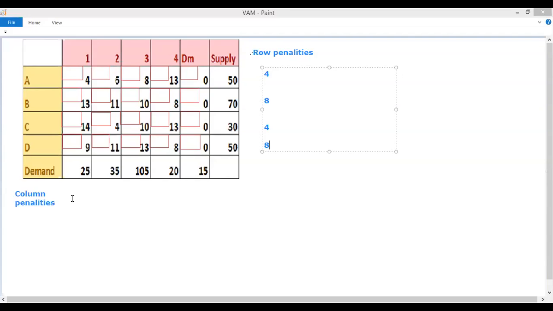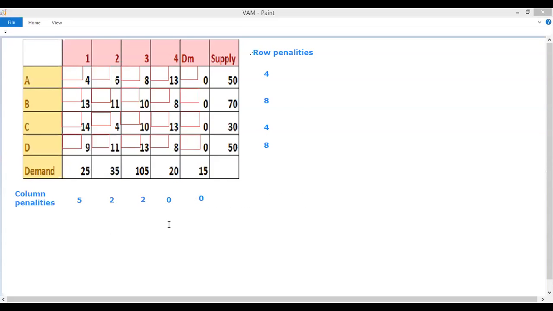And let us compute the column penalties. First minimum value 4, second minimum value 9, difference is 5. Here the first minimum value is 4, second minimum value is 6, difference is 2. Here the first minimum value is 8, second minimum value 10, difference is 2. Again both the first and second minimum values are 8, so the difference is 0. And here all are zeros, so the penalty will be 0.